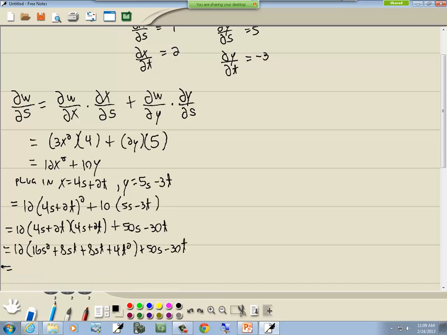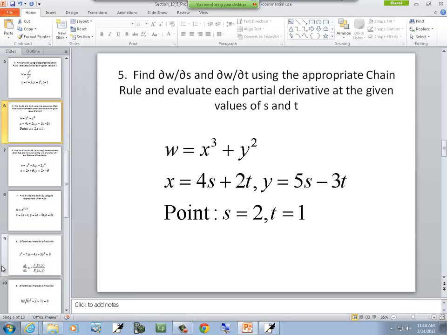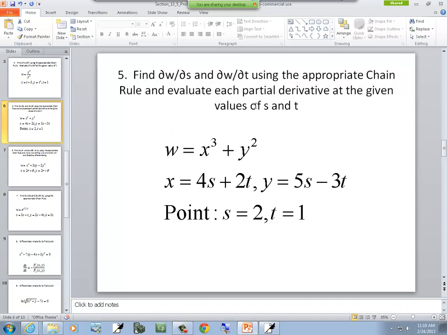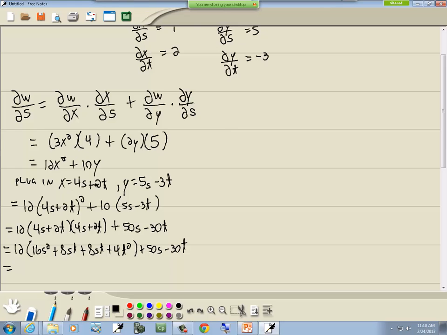Now what do they want here? Okay, it says first find the partial. So I'm doing it correct. One other way you could do this is if all they wanted was the end result, they just want us to find the value of the partial derivative at the given values, you could have plugged in your s and t up here and made it a lot easier. But they're wanting us to find this. So we got 12 times 16s squared plus 16st plus 4t squared plus 50s minus 30t.